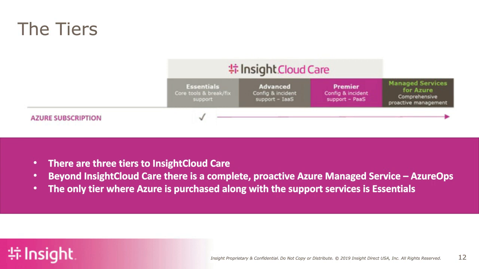But the way this breaks down is, for any of our customers that are seeking to acquire Azure in a consumption model, they begin with InsightCloud Care for Azure Essentials. That's the entry point right there. That's where you get everything. And as you move up the stack to Advanced and Premier, largely speaking, what happens is you get incremental levels of support in Advanced for your infrastructure as a service workloads, and in Premier for your platform as a service workloads. So the way this breaks down is through this chart here.